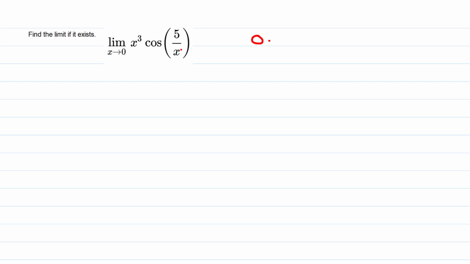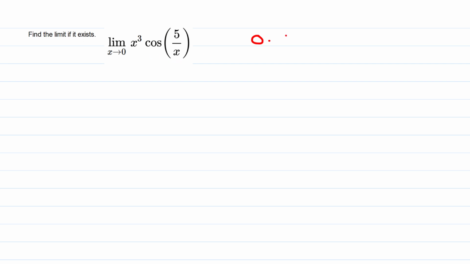If we go from the right side, it will be a very, very big number. If x goes to 0 from the left side, it will be negative but a very large number. In fact, there is no finite value.